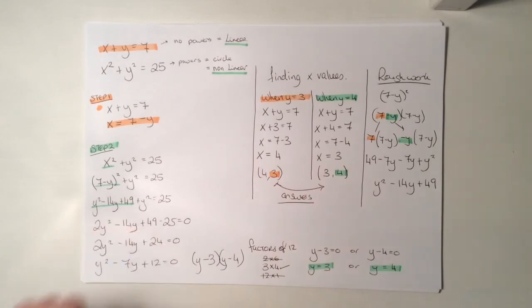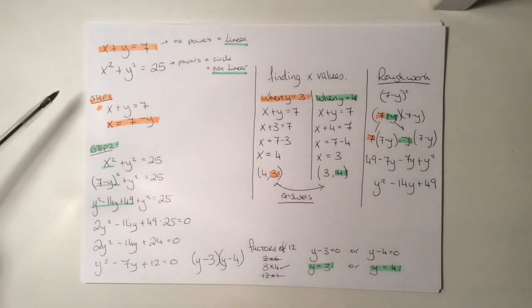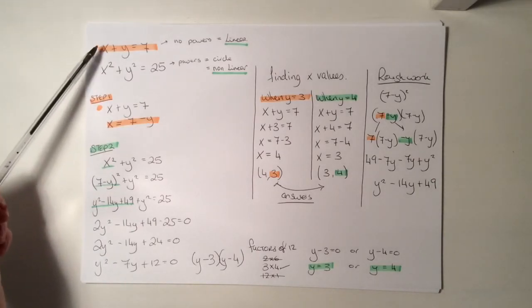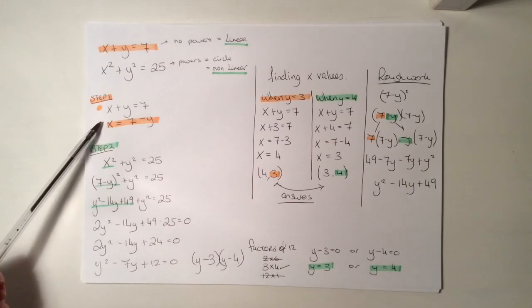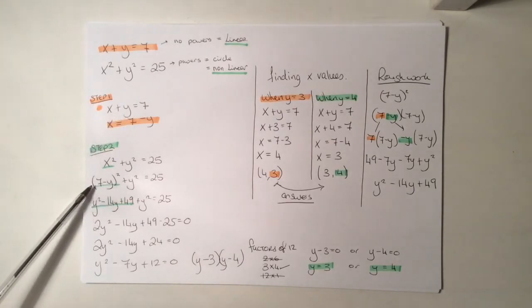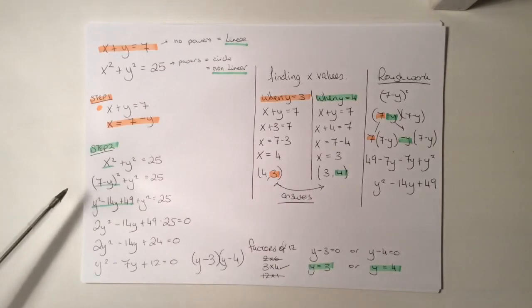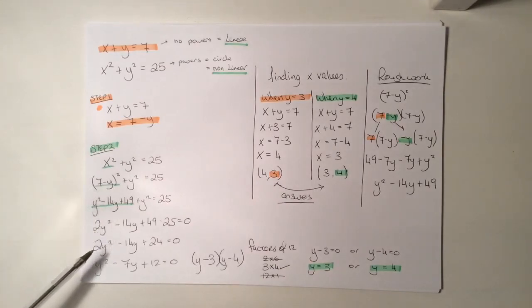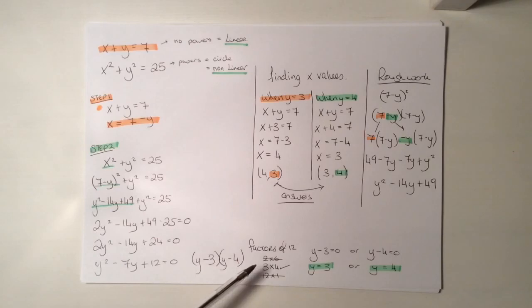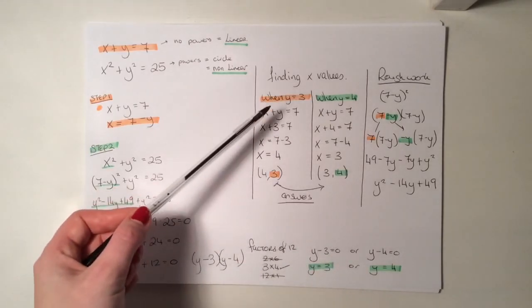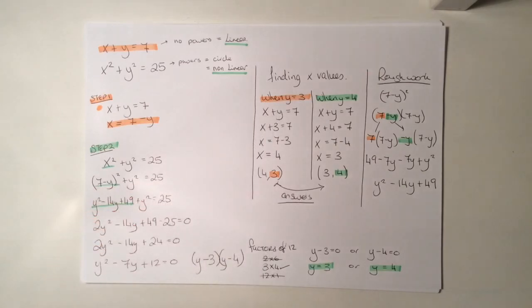So if we were to plot all this on a diagram, this point and this point is where the line and the circle would touch. Okay, so take your linear equation, isolate one of the letters, sub it into the circle, double brackets, tidy it up, adding carefully, factorize carefully. Then once you get two values, sub it back into the linear to get your second value that matches.